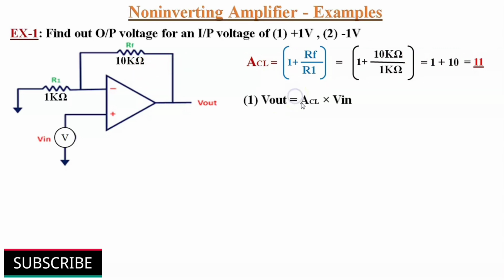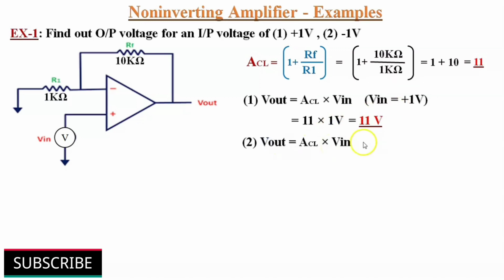So V out is equal to ACL into V in. In first case, V in is equal to plus 1 volt. Therefore, V out is equal to 11 into 1, that is equal to 11 volt output voltage. In second case, V in is equal to minus 1 volt. So 11 into minus 1 volt, that is equal to minus 11 volt as output voltage. Here we can observe that both input and output voltages are of same polarity in both cases.